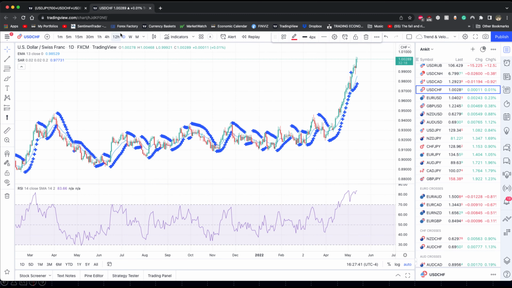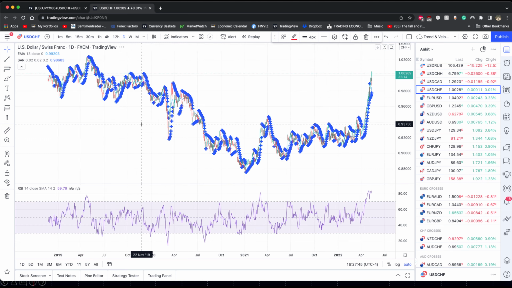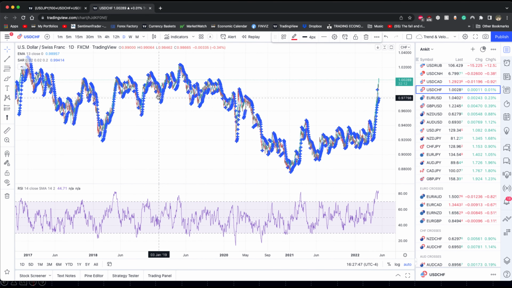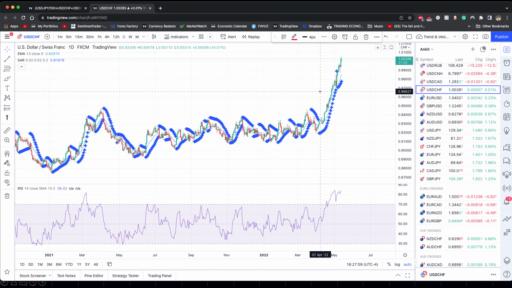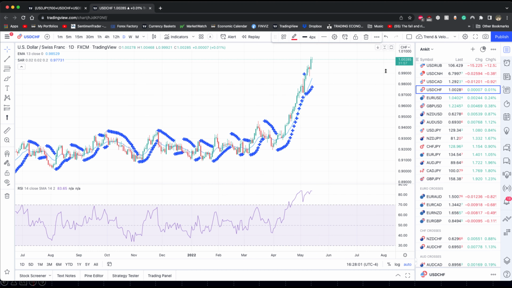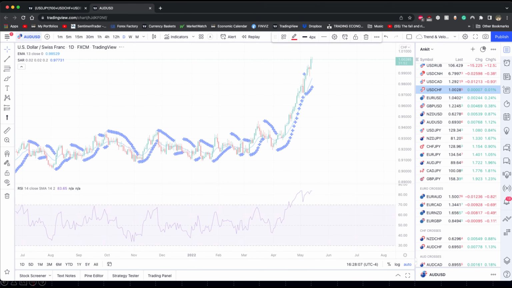Like look at dollar Swiss franc, it got above that parity level, and you can go back in time and see the last time we were at this level was back in 2019, and the highest that we saw was about 102. So there seems to be a little bit more upside in this dollar Swiss franc till we hit that major resistance. But this parity was a big level of resistance that it clears. Same thing we saw in dollar CAD.